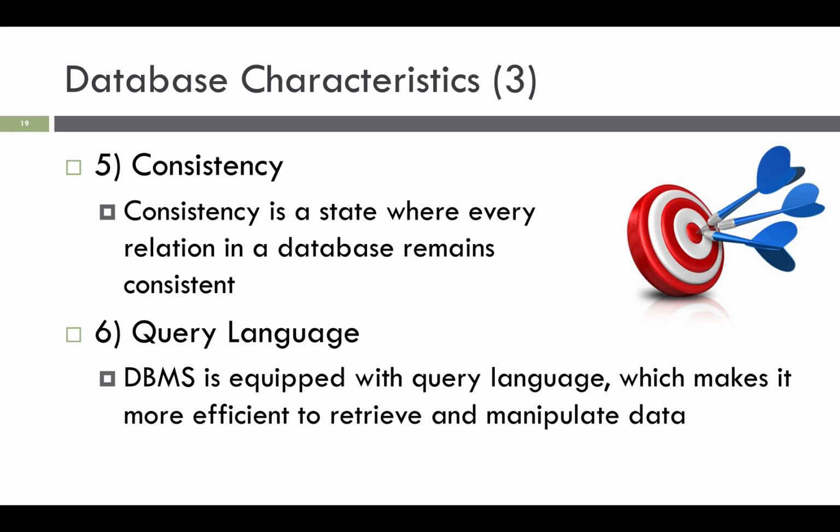Consistency is a state where every relation in a database remains consistent. There exist methods and techniques which can detect attempts of leaving the database in an inconsistent state. A DBMS can provide greater consistency as compared to earlier forms of data storing applications. Also, a DBMS is equipped with a query language, which makes it more efficient to retrieve and manipulate the data.